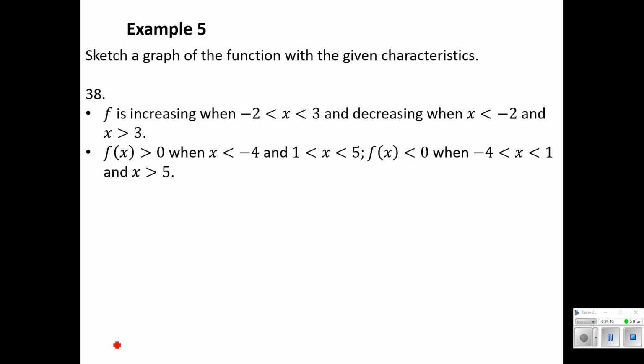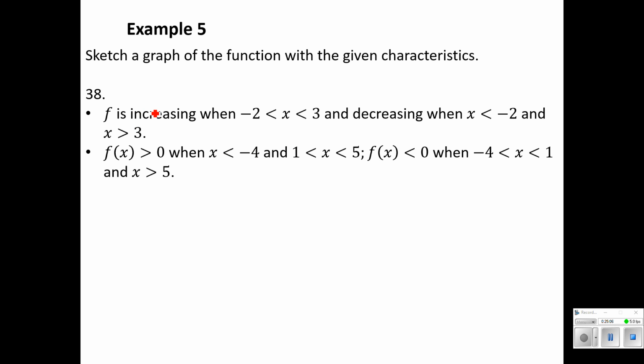Example 5, I think this is quite possibly one of the most, what's the word I'm looking for? If you can understand this type of problem, then I know you get it. It's very indicative of who understands the work and who doesn't. So it's very beneficial to practice this type of work.